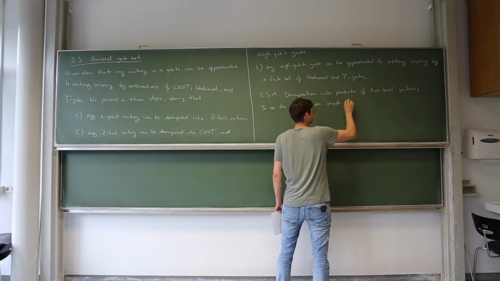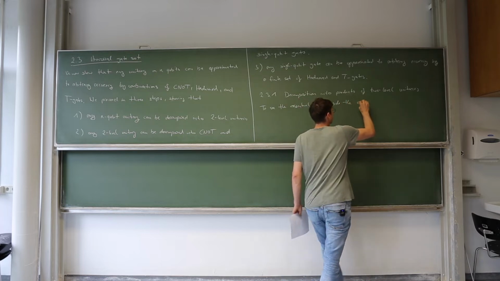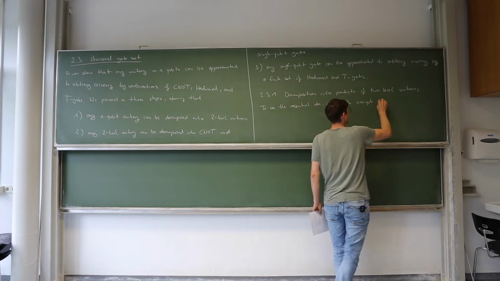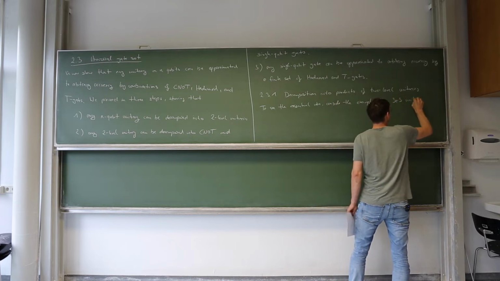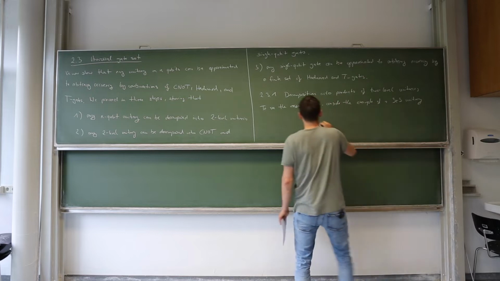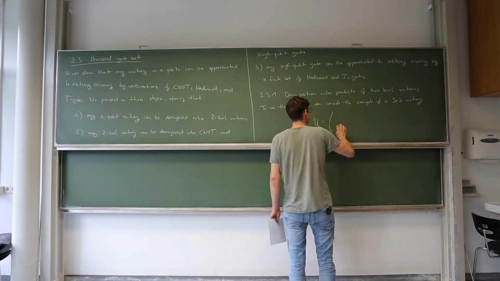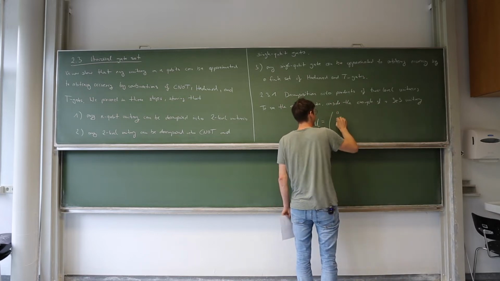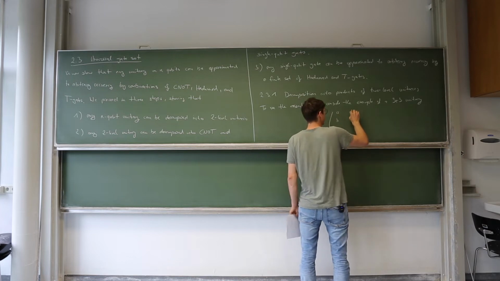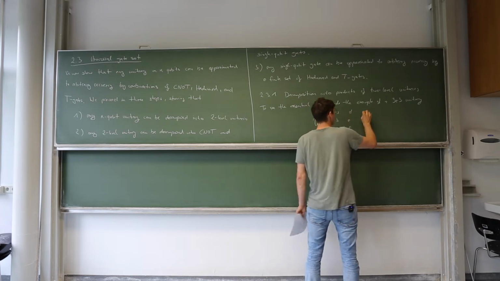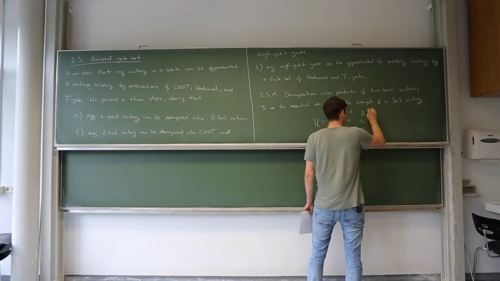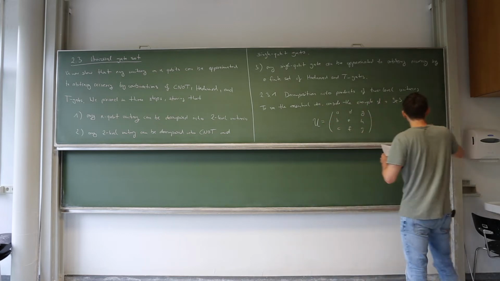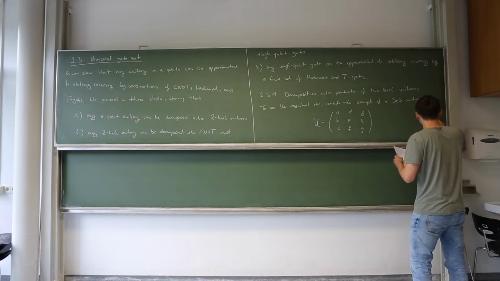Consider the example of a 3x3 unitary. So let me write this down as A, B, C, D, E, F, G, H, J. It's equation 2.48.